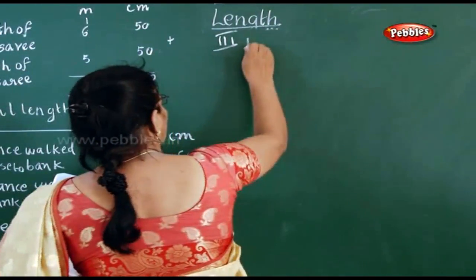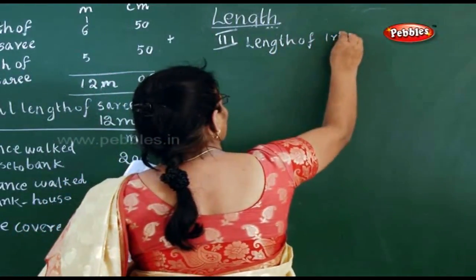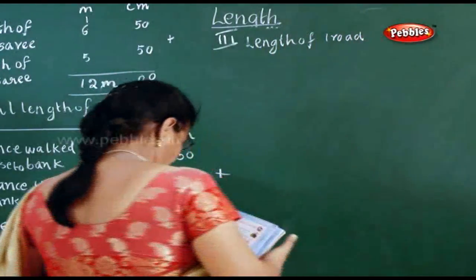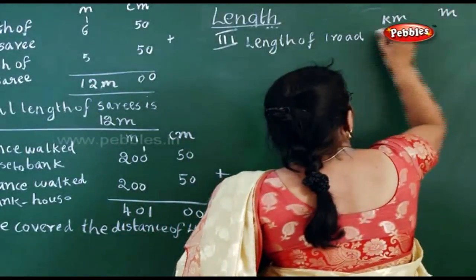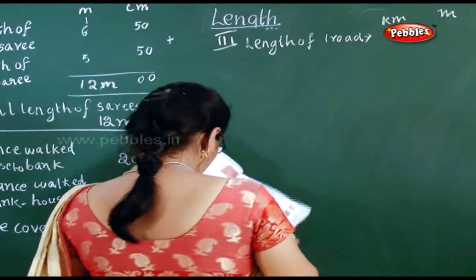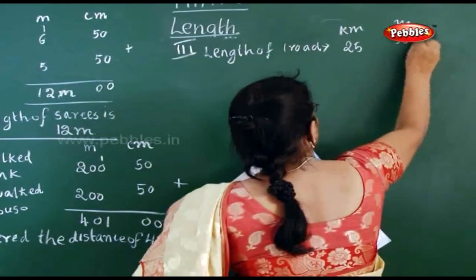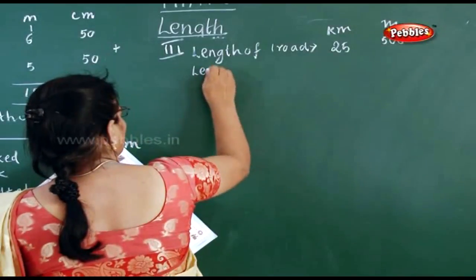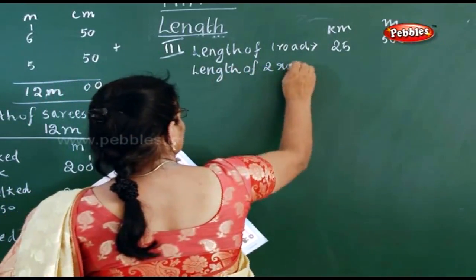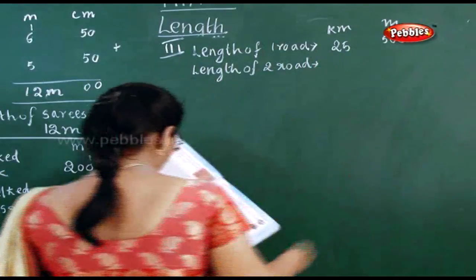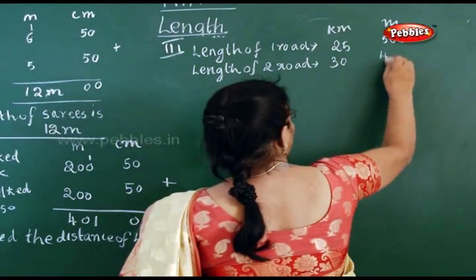Again here, what you have tried? Length of one road. What is the length of one road? Now, what you have to do on the top? Kilometer and meter. So, what is the kilometer covered? He has covered the length. It is 25 and 500. And what is the length of the second road? He has covered 30 kilometer and 400 meter.